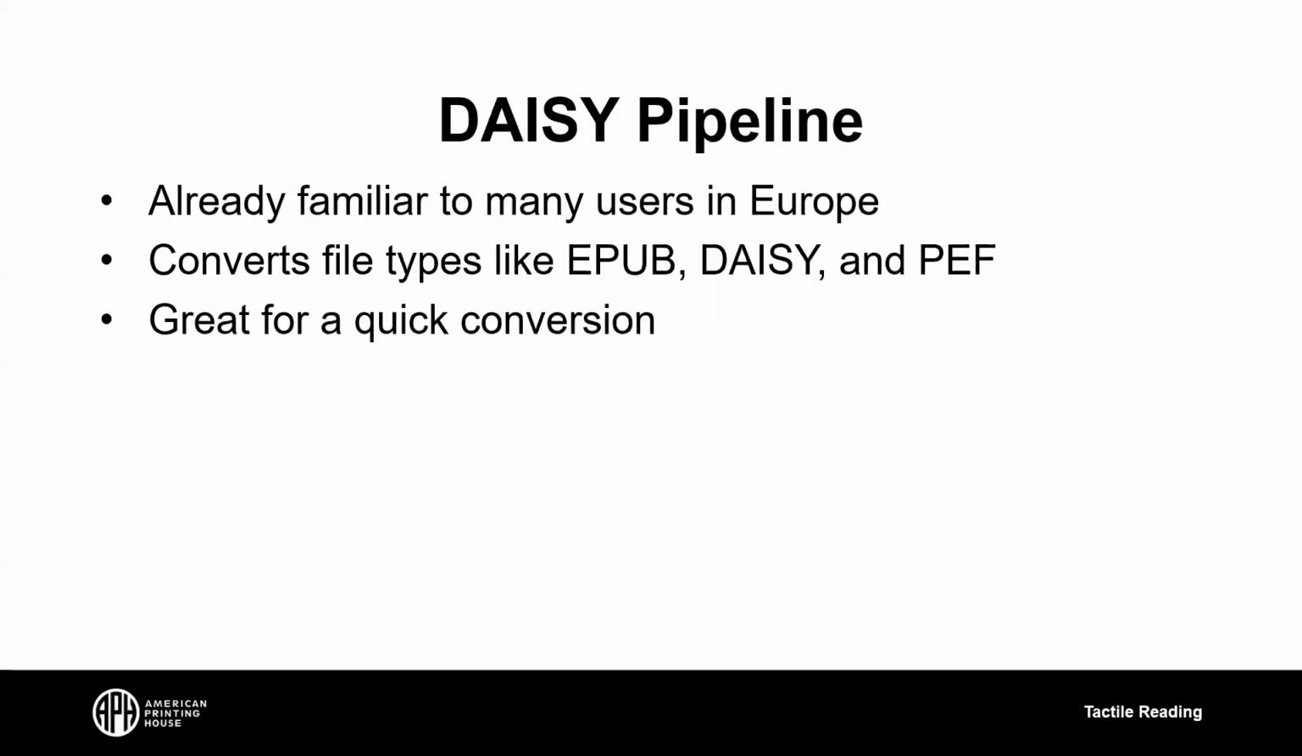So the other way to make eBraille files is the DAISY pipeline. The DAISY pipeline isn't going to be familiar, I think, to a lot of the folks in the United States. It's used a lot more in Europe, but it converts file types like EPUB, DAISY, and PEF. And it's great for a quick conversion. They've actually already implemented support for eBraille in a version that we're testing now. It pulls in your tactile graphics. It allows you to add metadata. It's a really nice system that they've worked out here.